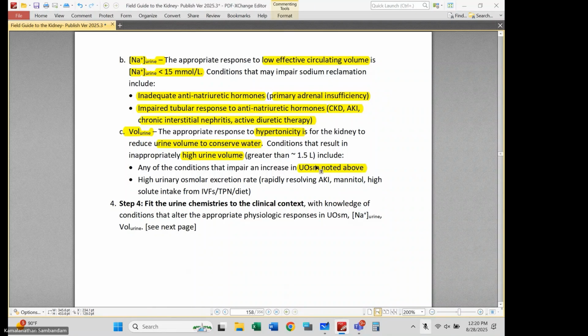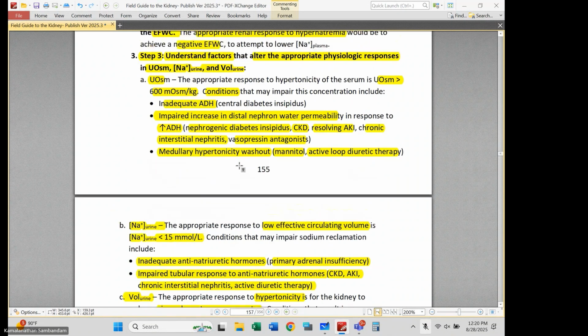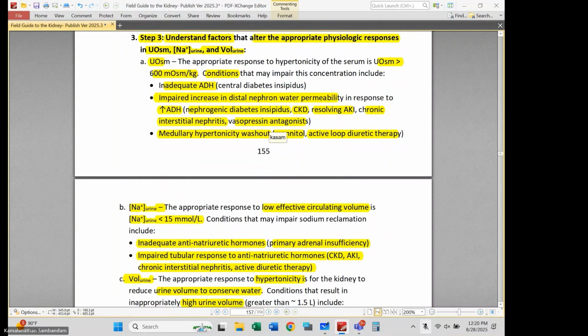inadequate ADH or response to ADH, right? This would be a dilute urine, an inappropriately dilute urine in the setting of hypertonicity. That would essentially be central DI or nephrogenic DI. Remember again, I don't want you to get too academic when you use the term nephrogenic DI. I want you to realize that CKD is in some ways a form of nephrogenic DI. You cannot maximally conserve water in that scenario.